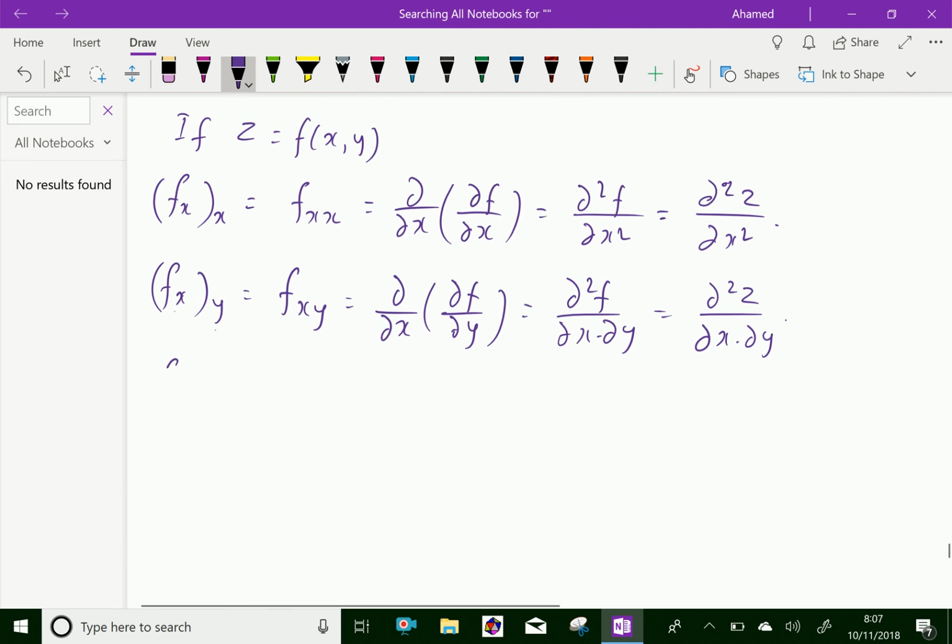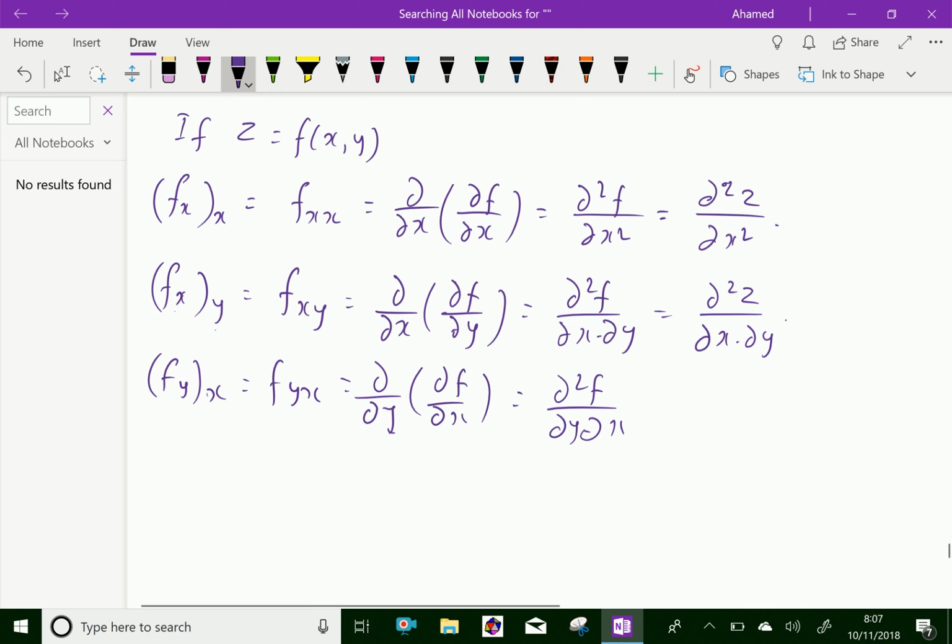Next, f of y means first derivative with respect to y and then with respect to x, which is equal to f of yx. In turn you can write dou by dou y of dou f by dou x, which in turn you can write as dou square f over dou y dou x, which in turn you can write as dou square z over dou y dou x.